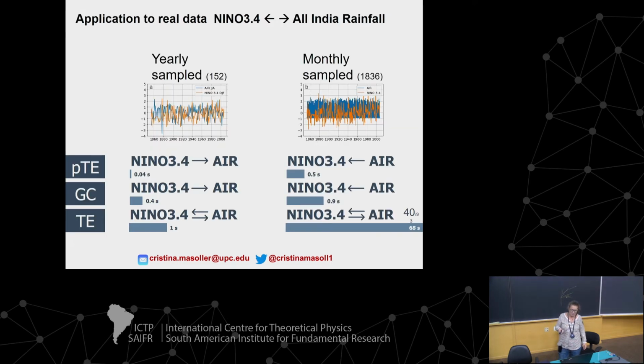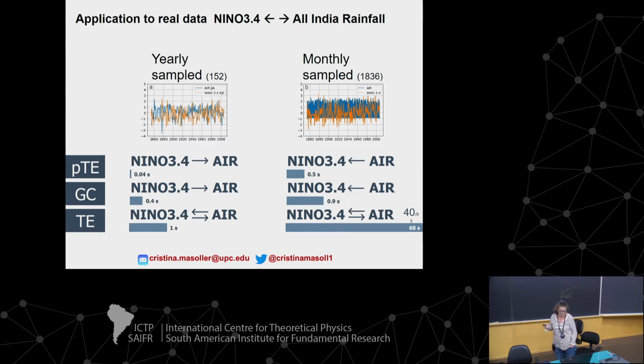Yeah. We did apply it to El Niño. And it's well known that there is an interaction between El Niño and India, the rain in India. But of course, what the message of this slide is depends on the resolution of the data and how much data you have. If you have yearly samples, we had 150 years. If we had monthly samples, we have much more data.